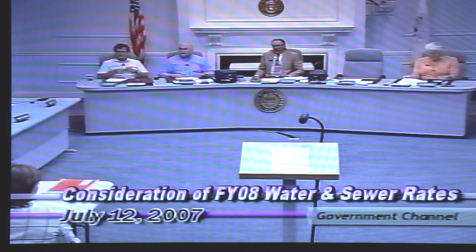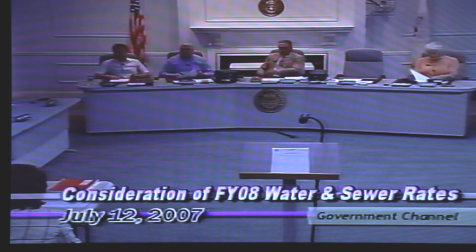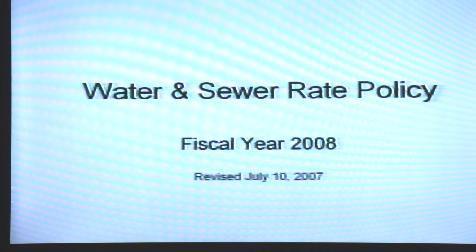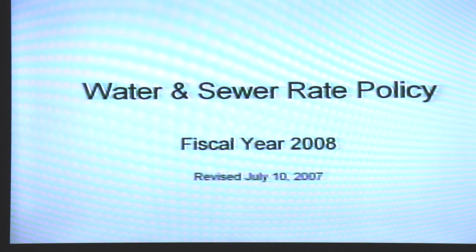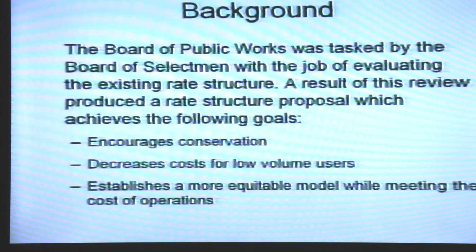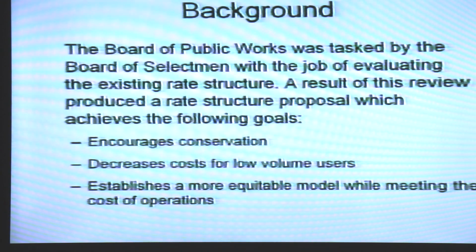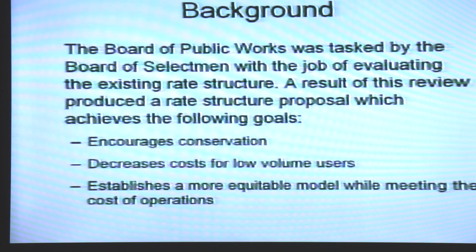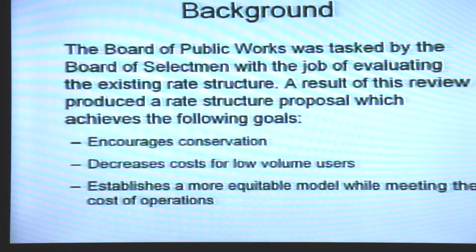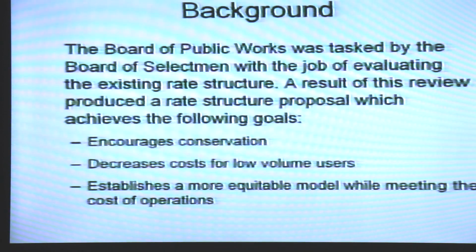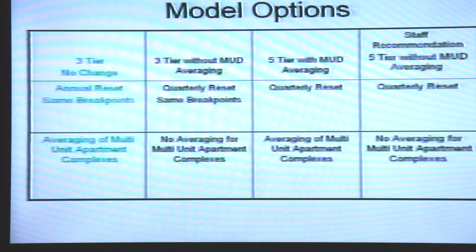We'll review the presentation we gave on the 10th, and then we have individual slides for the particular rates to be voted. We'll start with the other night's presentation. The Board of Public Works was tasked by the Board of Selectmen with the job of evaluating the existing rate structure and the following goals: encourage conservation, decrease costs for low volume users, and establish a more equitable model while meeting the cost of operations. We came out with 4 model options.